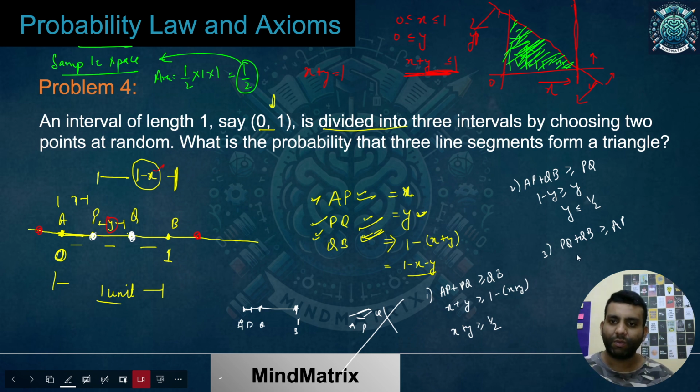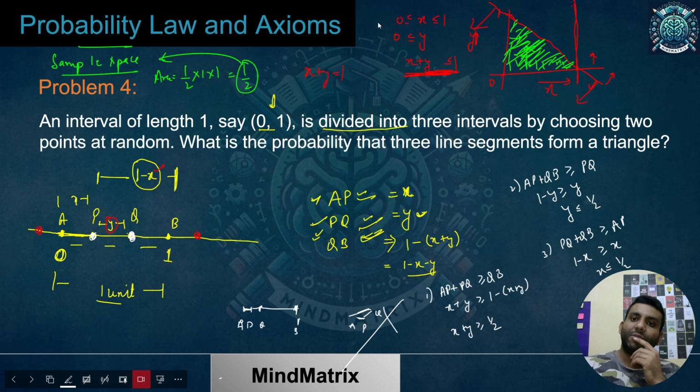What do I get from this one? Again, PQ is Y plus QB. PQ plus QB is Y plus 1 minus X minus Y. Y gets cancelled. We will be left with only 1 minus X. That must be greater than what is AP? X. So similar to that, X must be less than 1 by 2. This is what we get over here. I hope it is clear. The same scenario we have got over here.